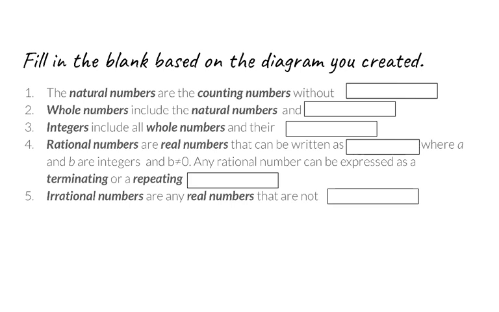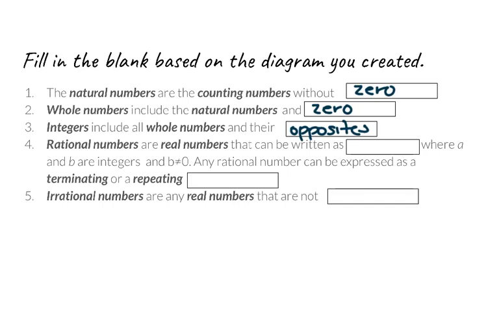All right, so let's do some fill in the blank, and we're going to move kind of quickly through these, but feel free to pause the video whenever you need to get down your notes. The natural numbers, okay, the numbers that we naturally start counting by, like 1, 2, 3, are counting numbers without 0. Okay, so counting numbers include 0, natural numbers do not. Whole numbers include the natural numbers and 0. So a 0 is also a whole number. Integers include all whole numbers and their opposites, okay?